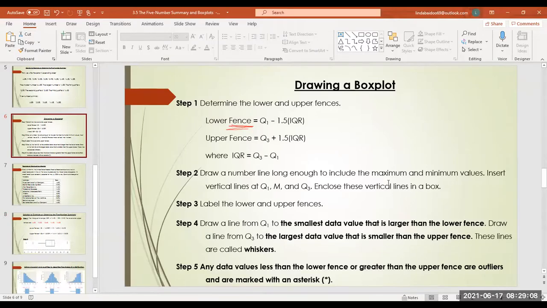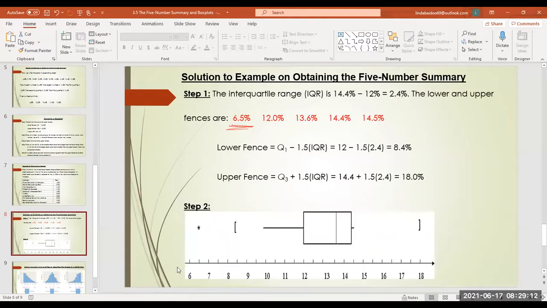So a line long enough to include the maximum and minimum value. So that is our line here that we have. And then from here, we can also go ahead and represent our Q1, Q2, Q3. Q1, we got that to be 12. So we just draw a vertical line here, which is Q1. And then Q2, we got that to be 13.6. So still on the number line, 13.6 is going to be just a little beyond 13.5.